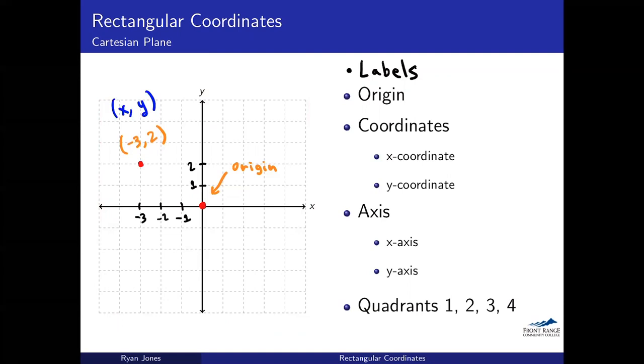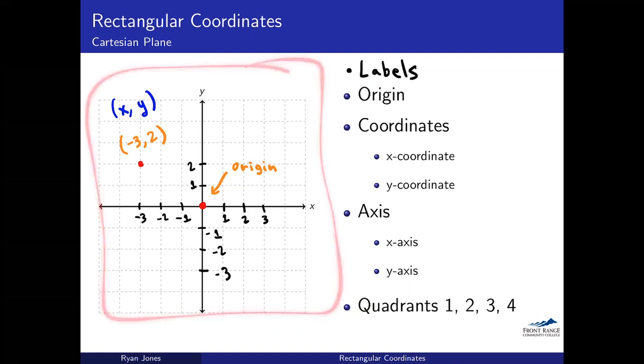So you could probably guess here that I'd have 1 and 2 and 3 and so on there. And then if I go down on the y-axis, I have -1, -2, -3. And so this is how we get around this coordinate plane. We'll call this whole thing a coordinate plane.